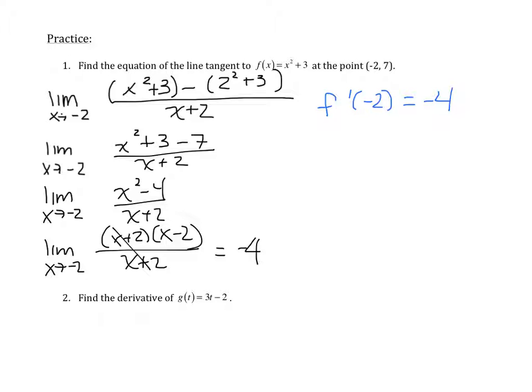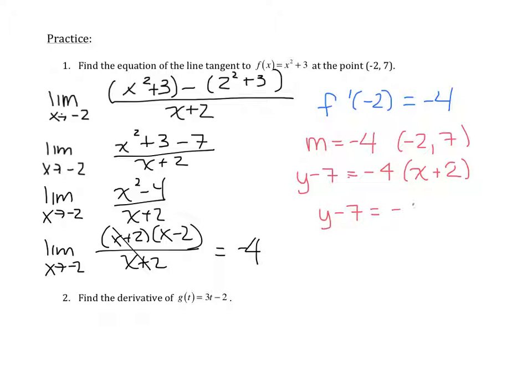So if we want to find what our tangent line is, we can use -4 as our slope, and we have the point -2, 7. So we're just going to plug that into point slope form. So we have y minus 7 equals -4 times quantity x plus 2. This is a perfectly acceptable solution, and you can leave it in point slope form. If you would prefer, you can write it in slope intercept form.